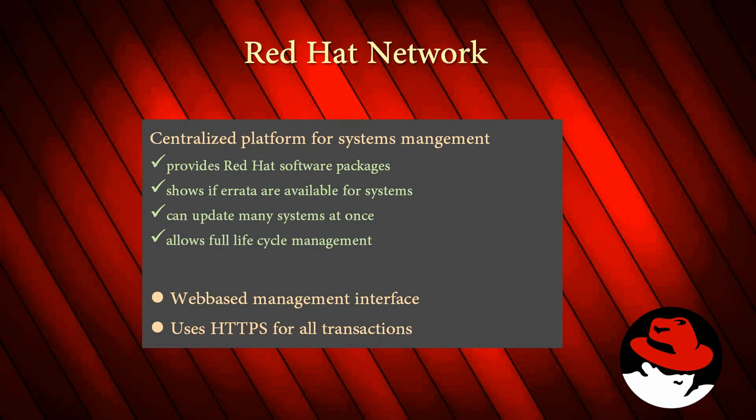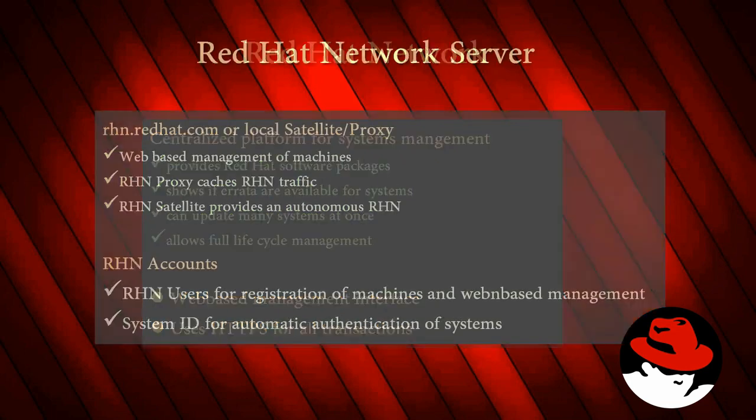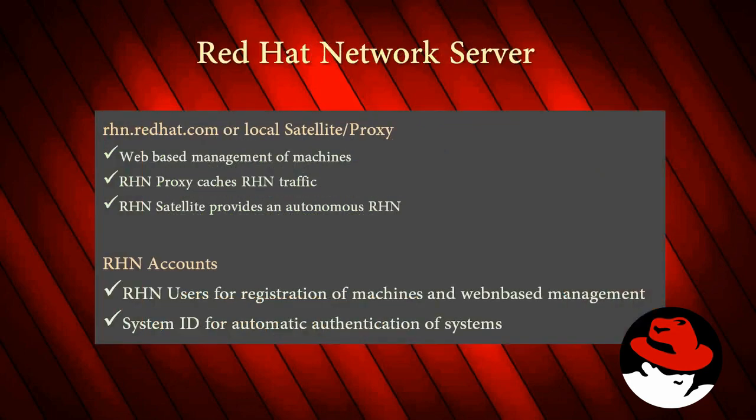Then there comes another thing, the Red Hat Network, which is a centralized platform for system management. It provides Red Hat software packages. It shows if errata are available for a system. You can update many systems at once using Red Hat Network. It allows full life cycle management. It is a web-based management interface. It uses HTTPS for all transactions, to keep them secure.